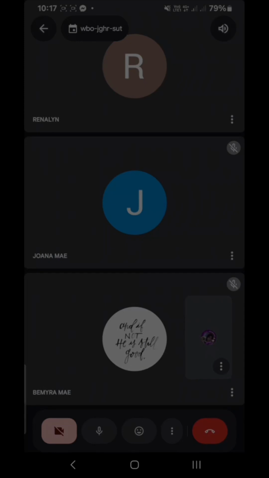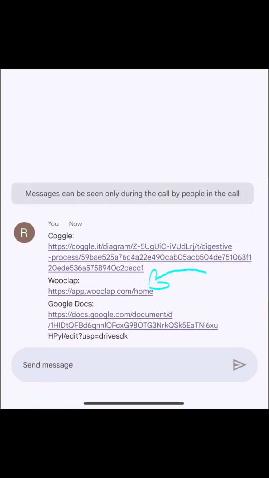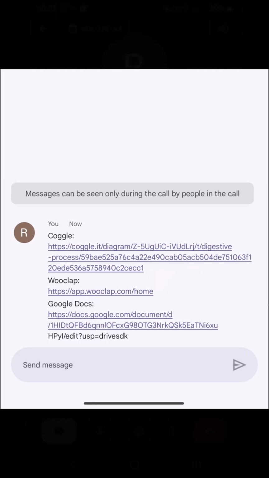So, any questions, class? Wala na, ma'am. So, if none, then let's have a short quiz so that I can know if you really listened and understood my discussions about the parts and functions of the digestive system. So, I want you to click the link to lead you to the WooClub quiz I created. So, in this quiz, you have to answer the 5 questions I created and choose the corresponding answer.